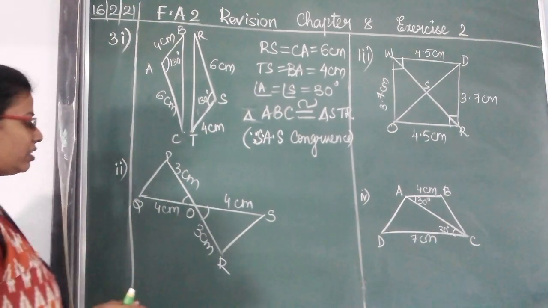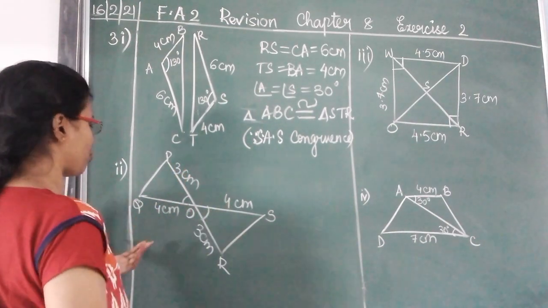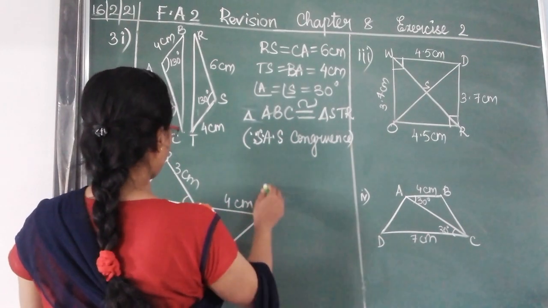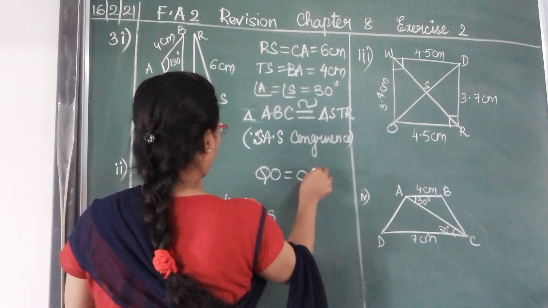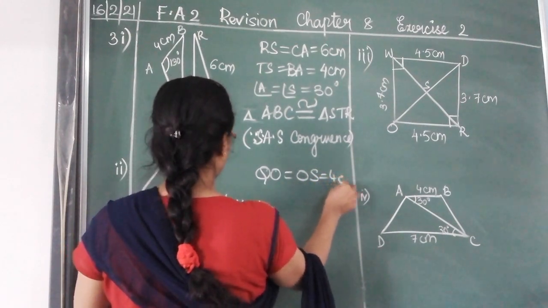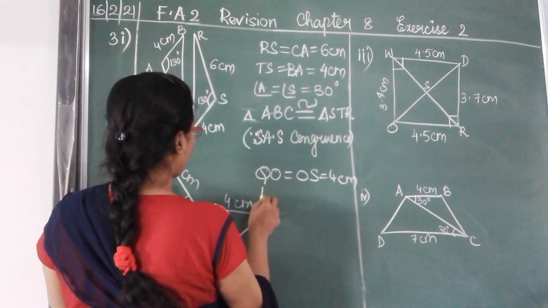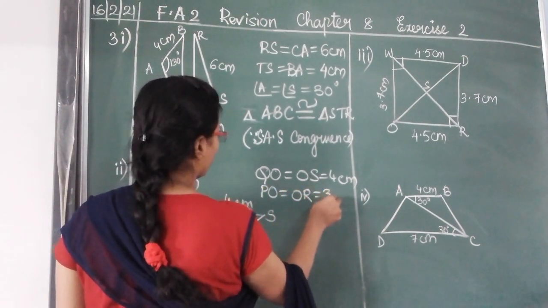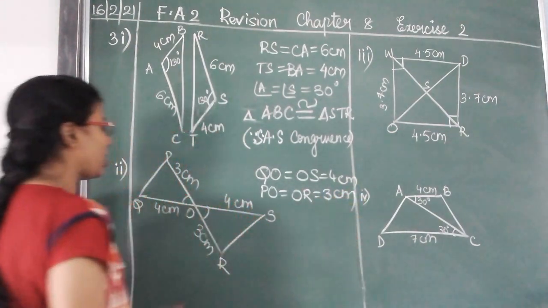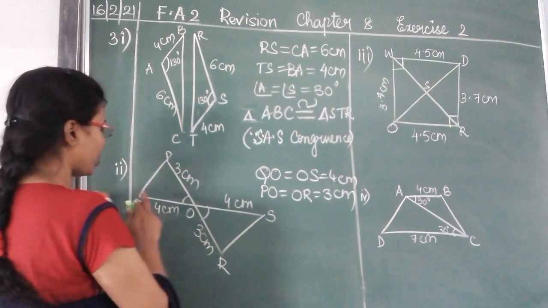Here you are given 3 centimeters, 3 centimeters, 4 and 4. So let's write what is given. Here you can see QO is equal to OS, which is equal to 4 centimeters. This is a sign. And PO is equal to OR, which is equal to 3 centimeters. Now you can see that the angles formed here are equal to each other.